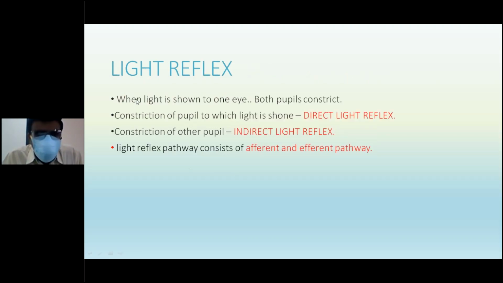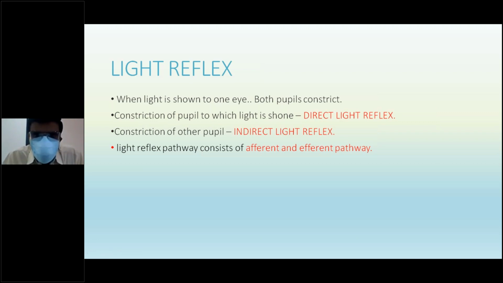What is the normal light reflex? When light is thrown into one eye, both the pupils constrict. Constriction of the pupil in which you throw the light is called the direct light reflex, and constriction of the other eye's pupil is called the indirect light reflex. When you throw light into one eye, there is constriction of the pupils of both eyes.